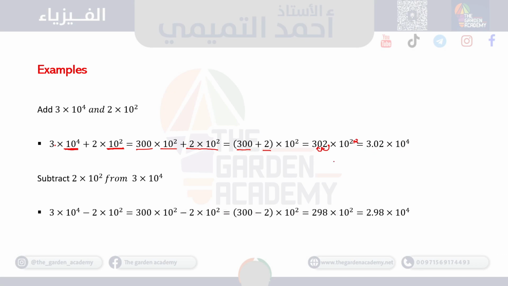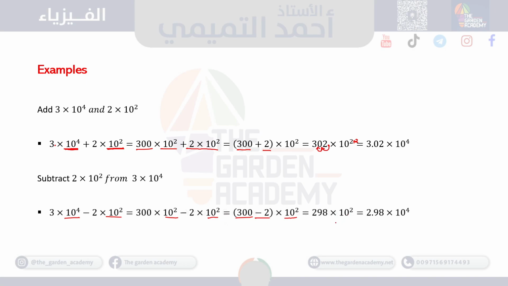And finally, let's assume that we want to subtract 2 times 10 to the power 2 from 3 times 10 to the power 4. In this case, first we subtract the coefficients after we make the exponent the same. We notice that this is 10 to the power 4, and this is 10 to the power 2. Again, we do the same exact thing. This is 300 times 10 to the power 2 minus 2 times 10 to the power 2. First, we make the exponent the same. After that, we subtract the coefficients, meaning 300 minus 2, multiplied by the same exponent, 10 to the power 2. What is the answer? 298 times 10 to the power 2.